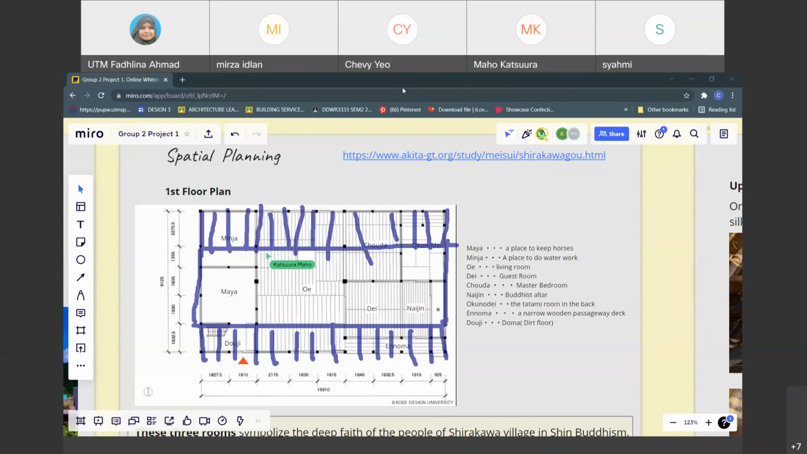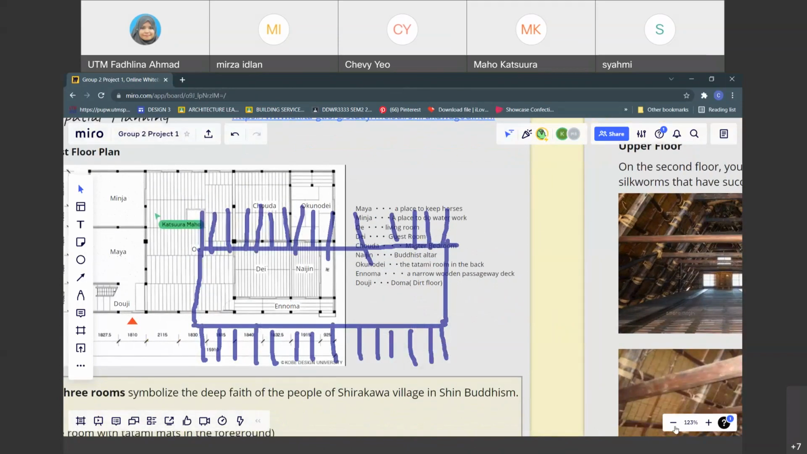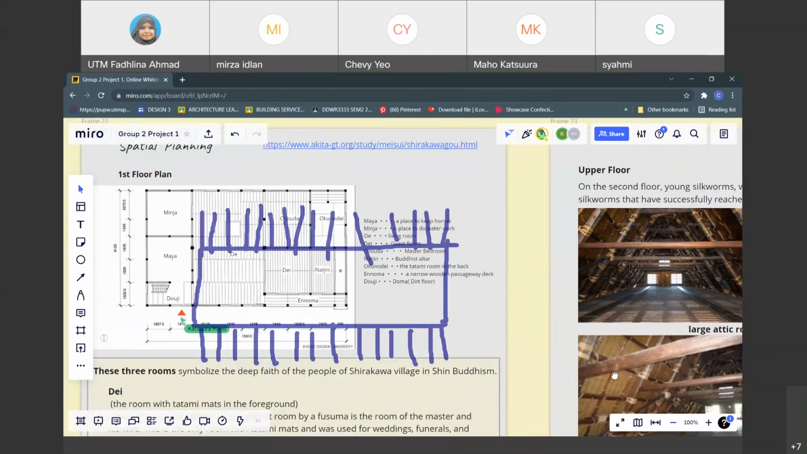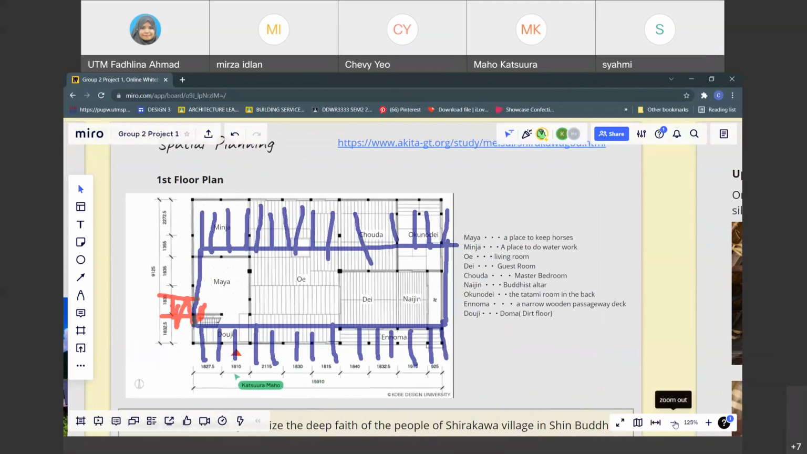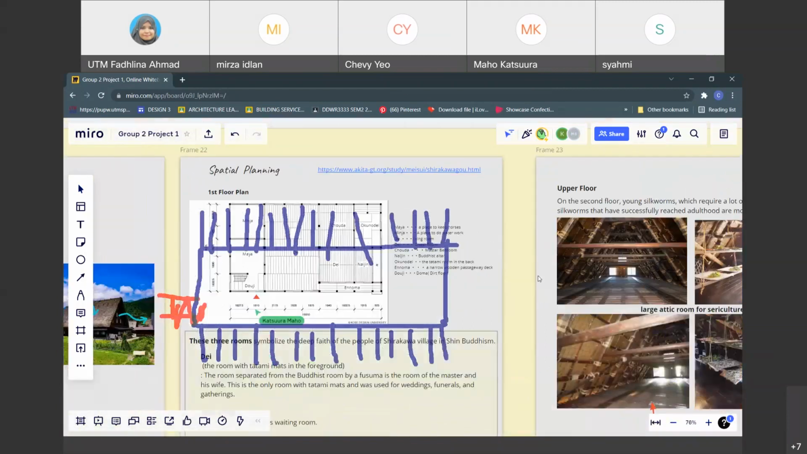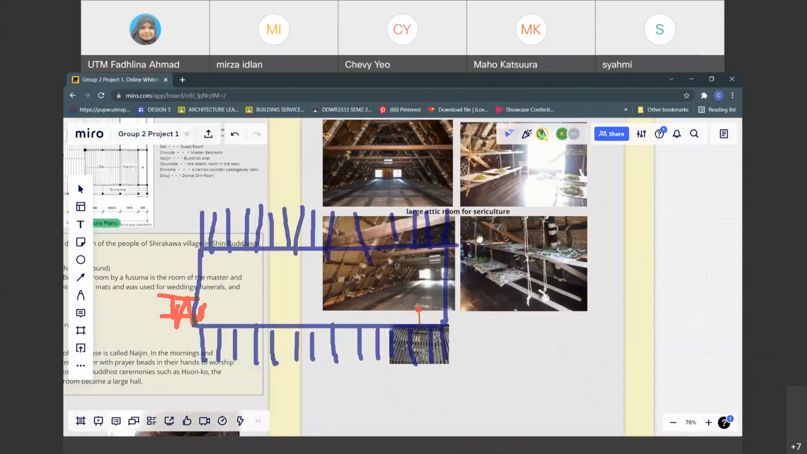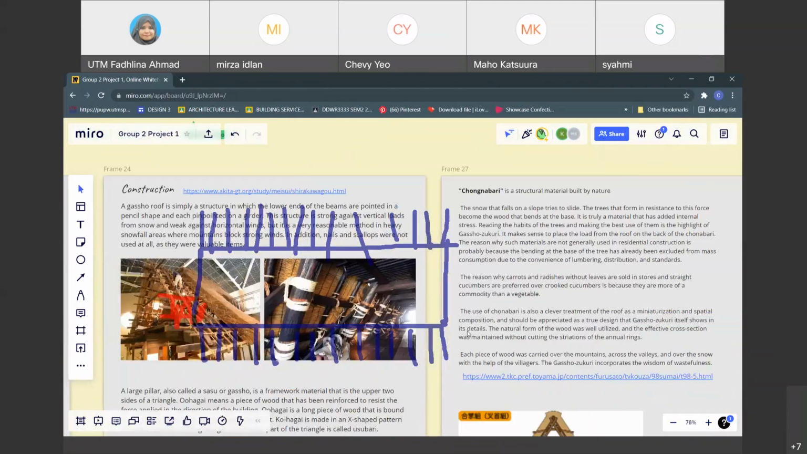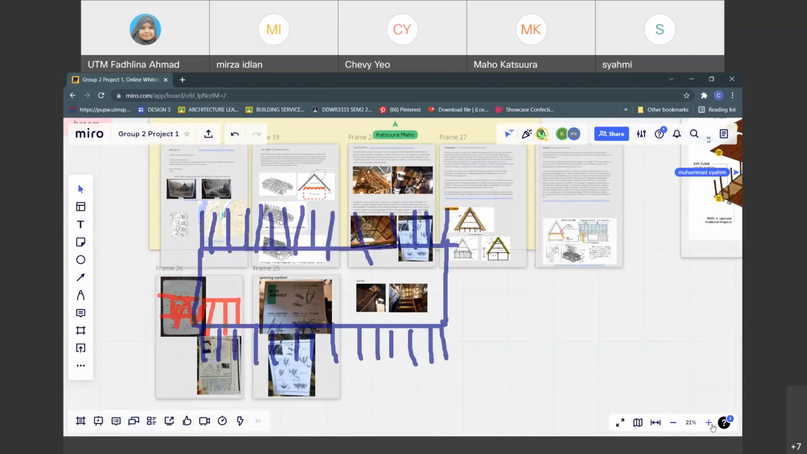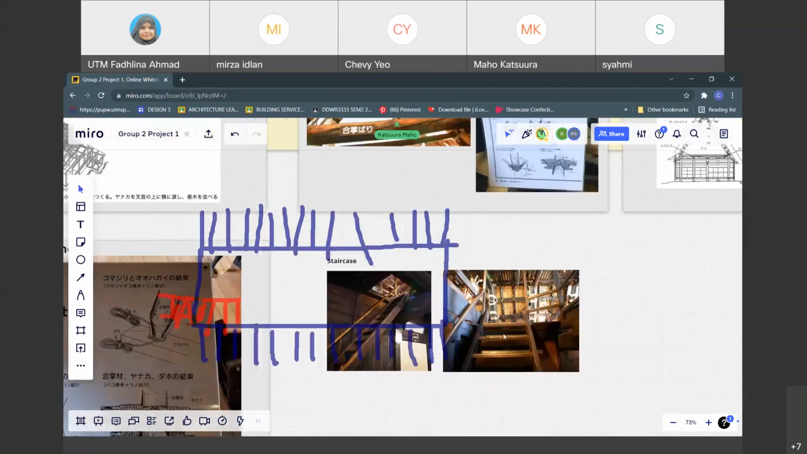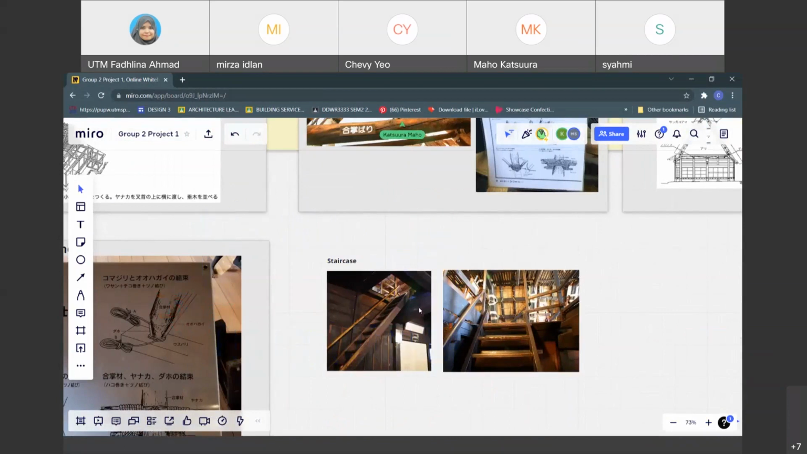How about the staircases? The staircase is located over here, right? So is this like this? Yes. Okay, so you need to check how this staircase is connected to the first floor plan, right? It's okay because you haven't done your SketchUp yet, so perhaps it is quite confusing, right?